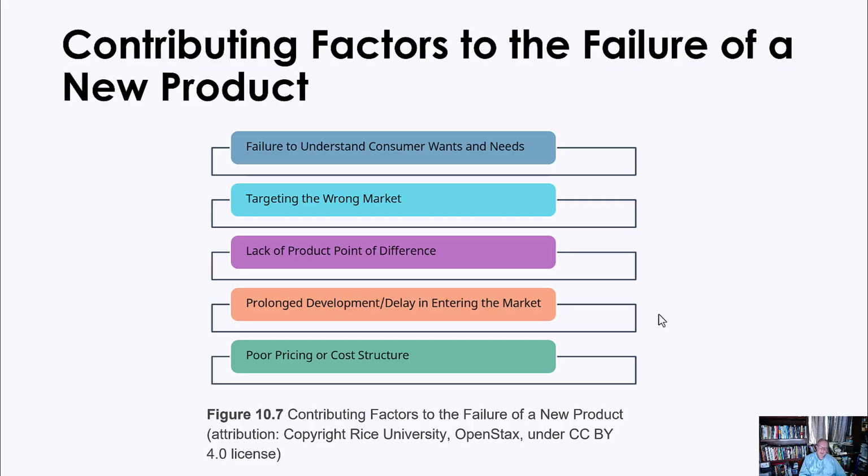And so what happens? They fail to understand their customers' wants and needs. They target the wrong market. They don't create a product that has any differences. They wait too long. They delay entering into the market.